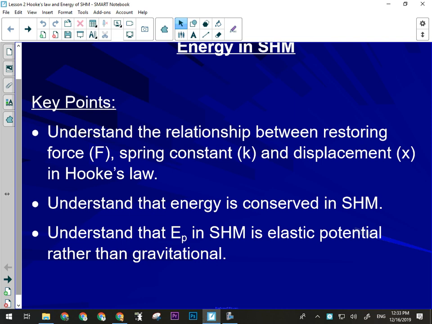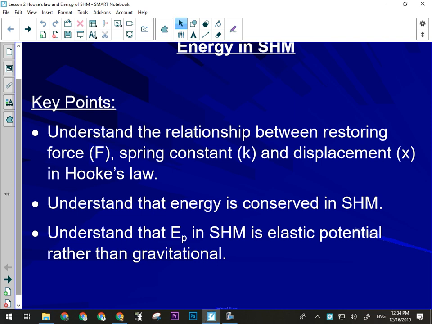The restoring force is the force that brings the object back to equilibrium. It's always trying to restore equilibrium. For something undergoing simple harmonic motion, that restoring force varies linearly with displacement from equilibrium. So that means the more I stretch that object, okay, the further I pull it from equilibrium, the more force it's going to pull back with.